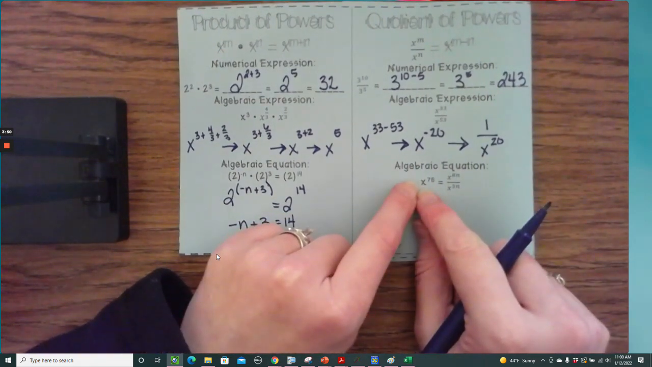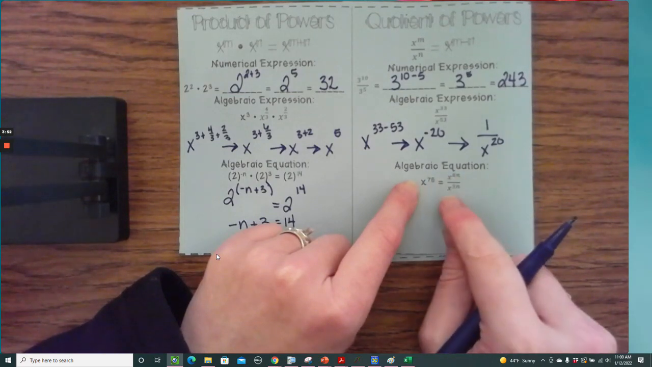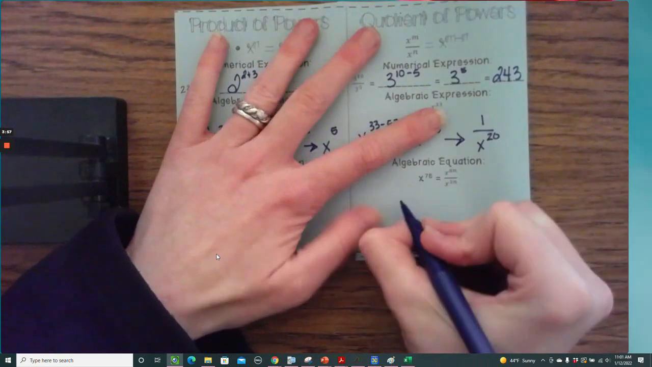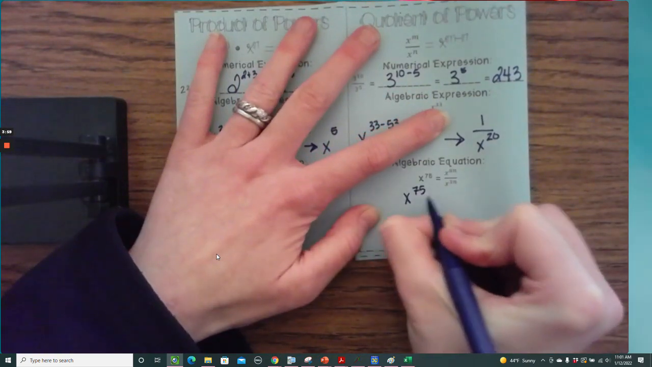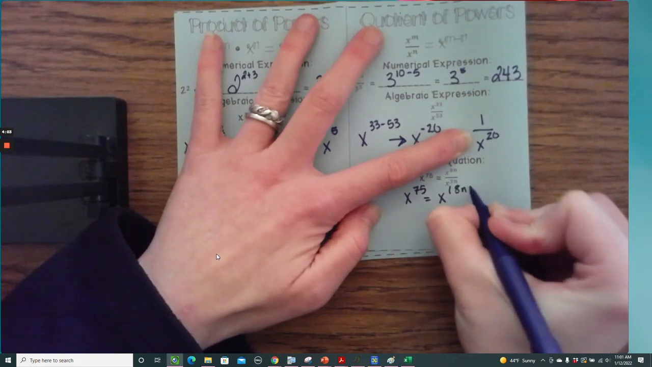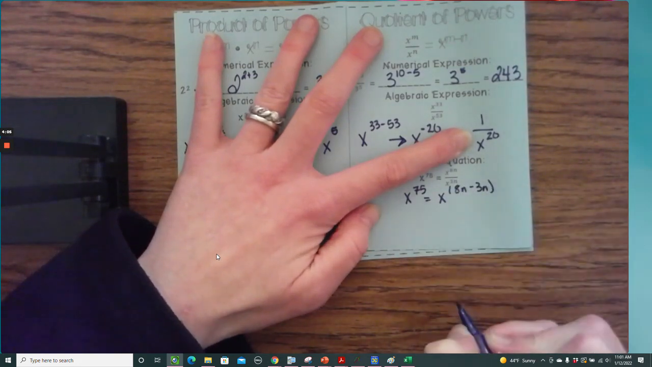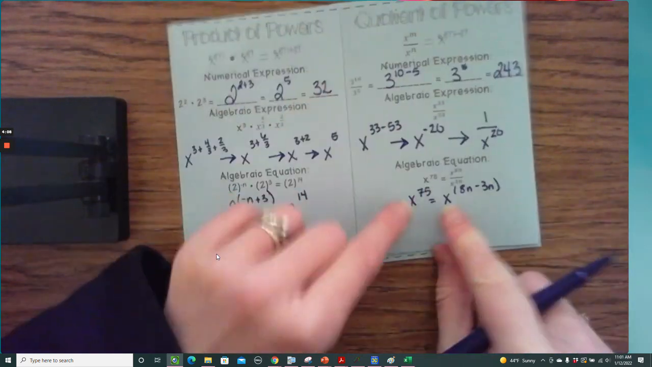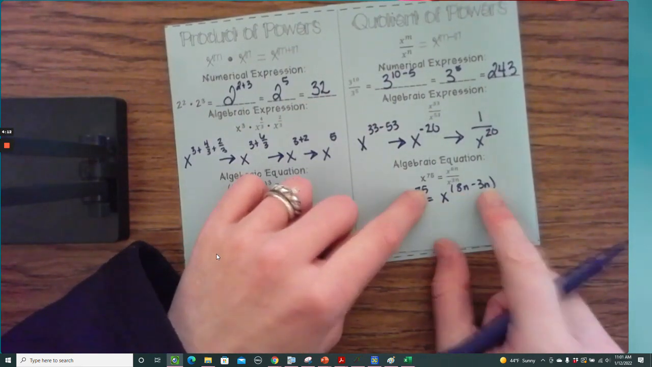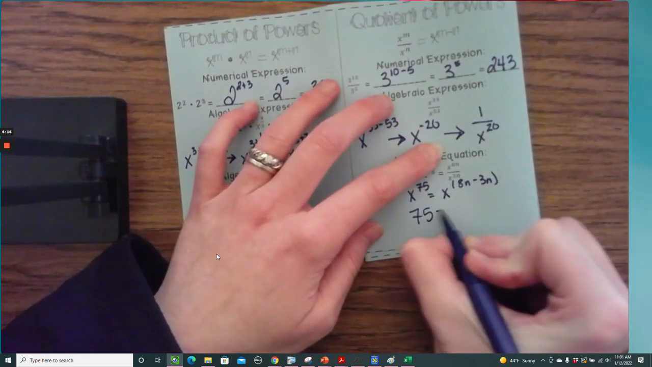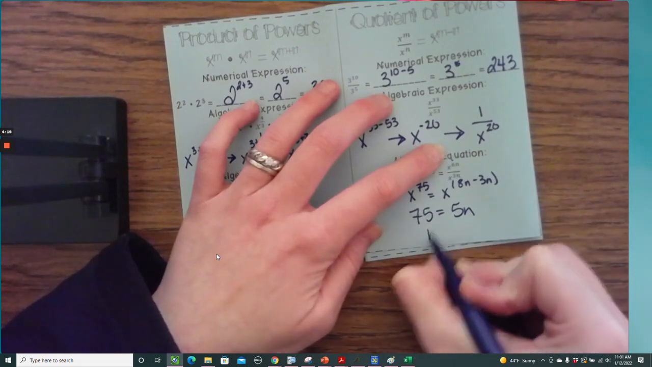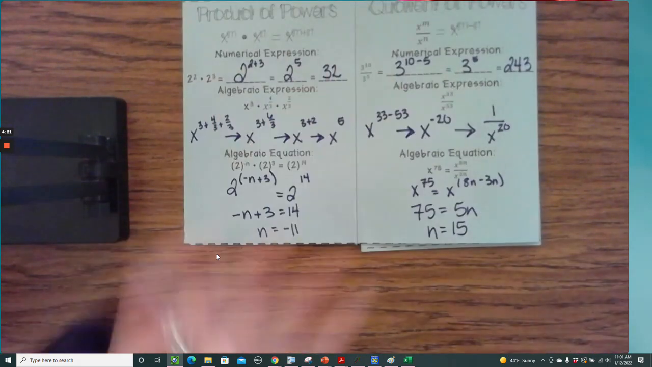Okay? All right, so now we've got an algebraic. X to the 75th equals x to the 8n over x to the 3n. So what we know here is x to the 75th is going to equal x to the 8n minus 3n. Okay? So bases are the same. That means 75 equals 8n minus 3n. And 8n minus 3n is 5n. And again, if we solve this, n is going to equal 15.